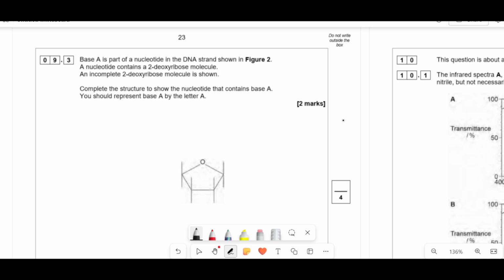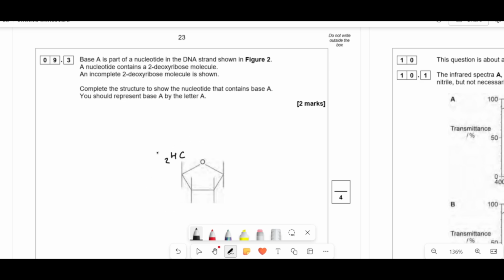So base A is a part of a nucleotide strand in the DNA shown in figure 2. A nucleotide contains a 2-deoxyribose molecule, and an incomplete 2-deoxyribose is shown. Complete the structure to show the nucleotide that contains base A, and you should represent base A by the letter A. So deoxyribose is a pentose sugar, but if you look here, it's 1, 2, 3, 4. Where's the fifth? The fifth one is up here. We have CH2OH, right? But then we've made a nucleotide, which means it's going to have all of the pieces in it. So all nucleotides are made of a phosphate group, the pentose sugar, and a base.